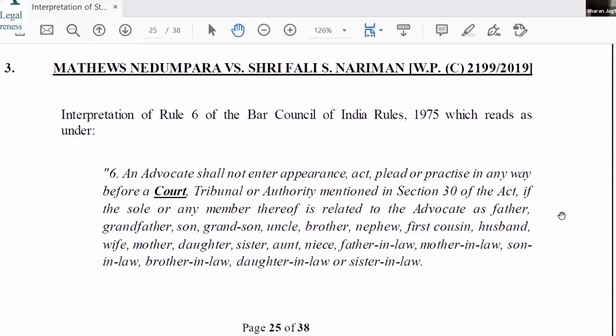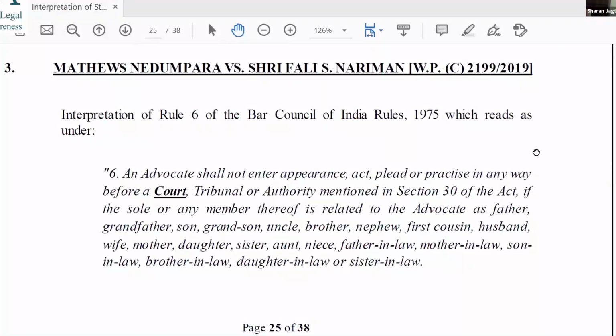And Rule 6 was a rule which essentially said that a family member will not practice in the courts if another family member is a judge or a member of the tribunal of that court. But the explanation to that rule, assuming there was any ambiguity in the rule itself, defined what court meant for the purposes of that rule.